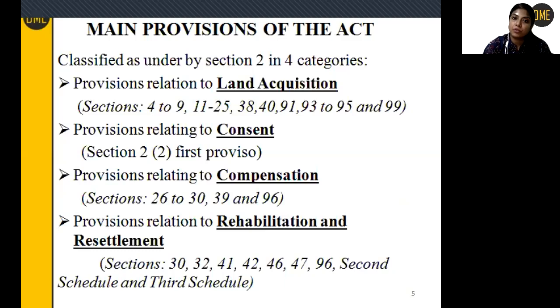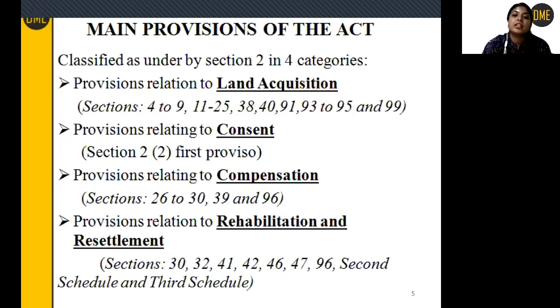Acquisition by government for its own use. Secondly, acquisition by the government in public-private partnership. And thirdly, where the private entity is going to be the owner of the land and it can request the government to acquire on their behalf. And now the provisions are further divided into 4 categories. The provisions relating to land acquisition are provided under sections 4 to 9. Then these particular sections are applicable to the provisions of land acquisition. You can say the procedure that must be followed is provided under sections 11 to 25, 38, 40, 91, and so on.